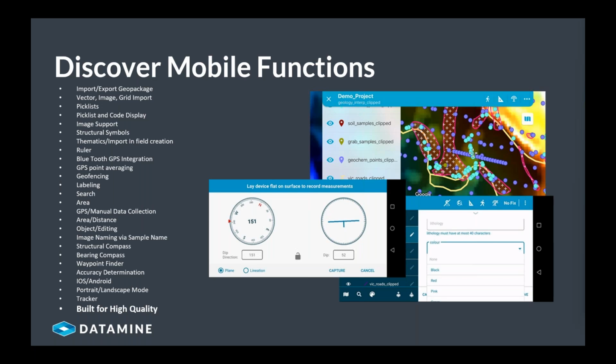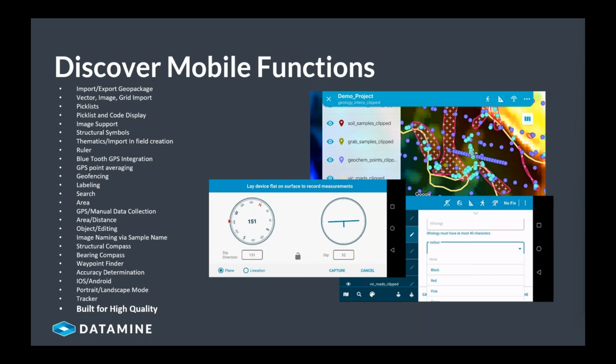It can support pick lists. It's got image support, so you can take an image and append it to an entry. It's got structure symbols. It's got thematics. You can import thematics off the desktop, or you can create a thematic in the field. For example, I was in the field with a thematic, looking at arsenic values, and the first arsenic value was 0 to 50. It wasn't granular enough for what I wanted to look at. So I went back, changed the thematic and reapplied it. So you can do that.